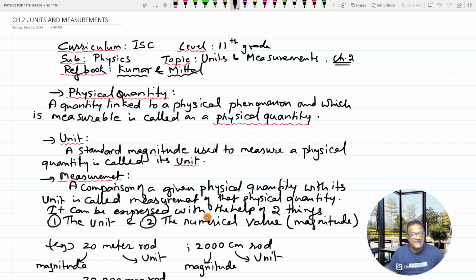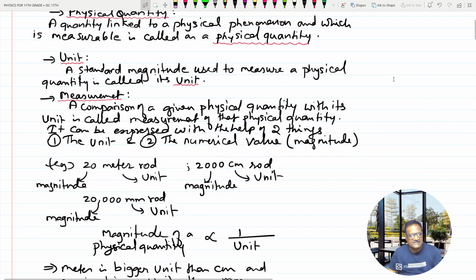It can be expressed with the help of two things. Now this measurement can be expressed with the help of two things. Two things are essential, important in any measurement. The first is unit and the second is numerical value. Numerical value is many times also known as magnitude. Okay, so I'll give you some examples to understand this.